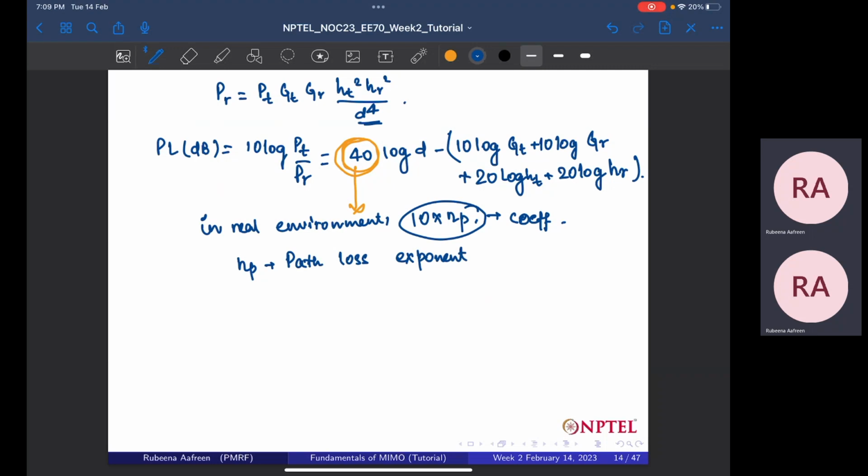So these have all been found from measurements, and it has been found that NP would lie from 1.4 to 6. So all the measurements are given. If you consult any book, then you will find out that the path loss exponent is different for the different scenarios. Like for the indoor scenarios, I think it is usually less than 2. And in the outdoor scenarios, it will increase. So the main gist is like this.